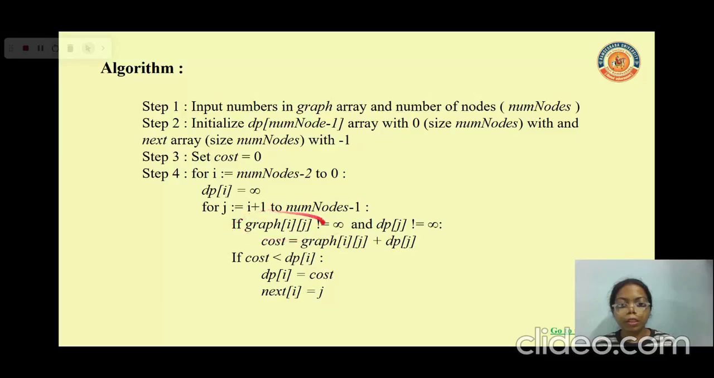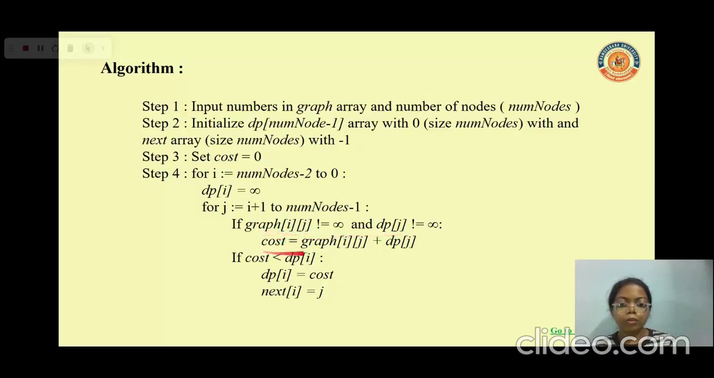This is what graph of ij will do. And dp of j should not be infinity, meaning whatever next element I am checking for, is it even reachable for the destination or not. If it is unreachable for the destination, there is no use going to that next node. This is what this condition means.